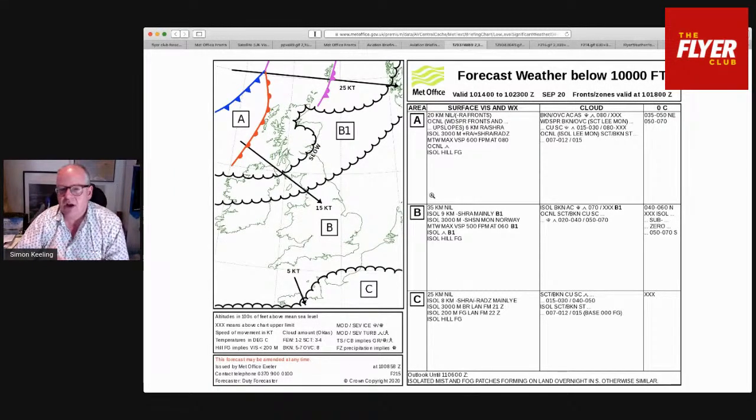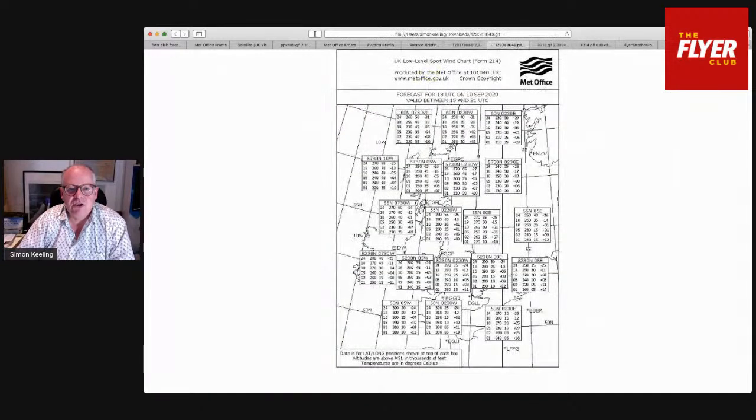Now, I'm conscious of the time, so we've not got much time left. So what I want to do is just to briefly show you Form 214 and give you just some tips about Form 214 and things that you need to know. So these are the upper winds, okay?